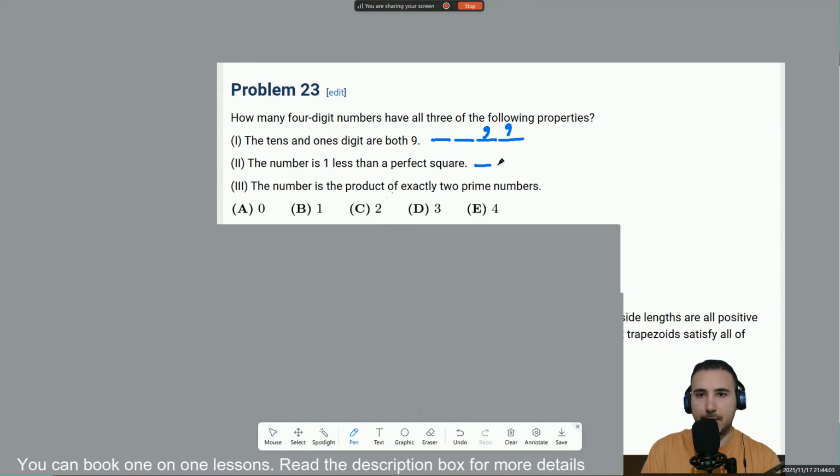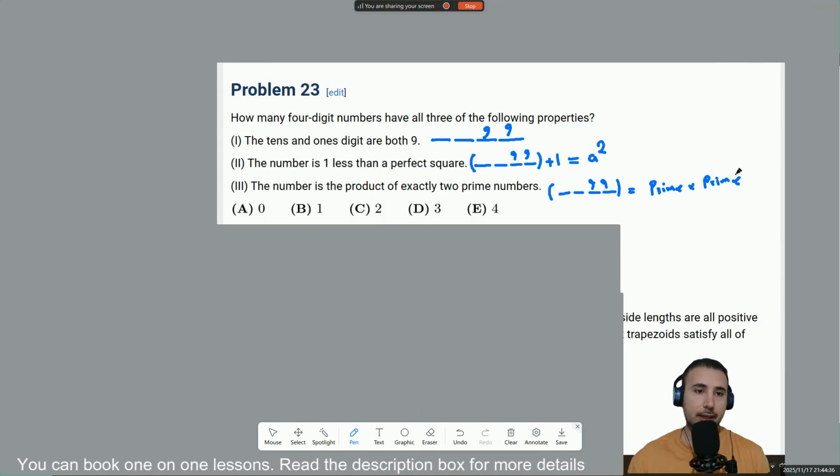So the same number that we talked about, if we add a 1 to it, it's going to be a perfect square. I'm going to write it as a square. This is this condition. And now the number, by the number we mean this 99, we should be able to write it as prime times prime. So technically this question is a narrowing down question.